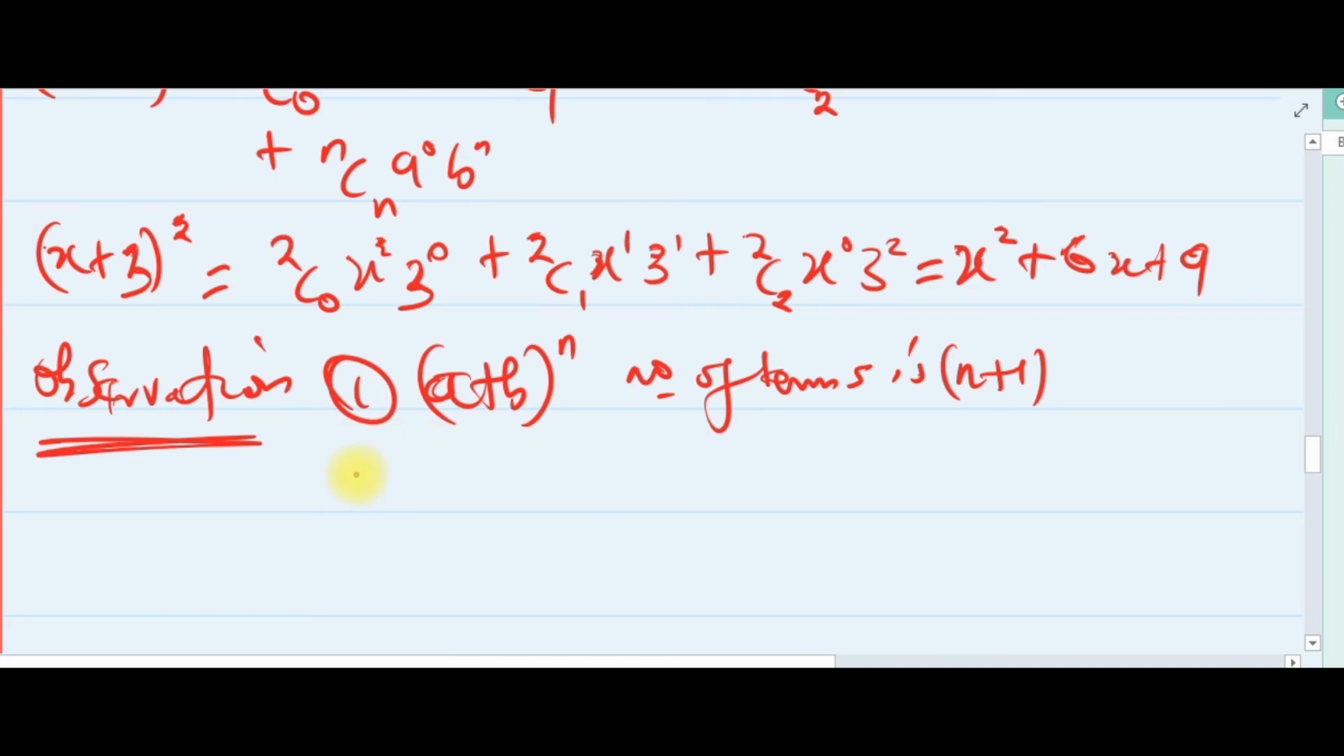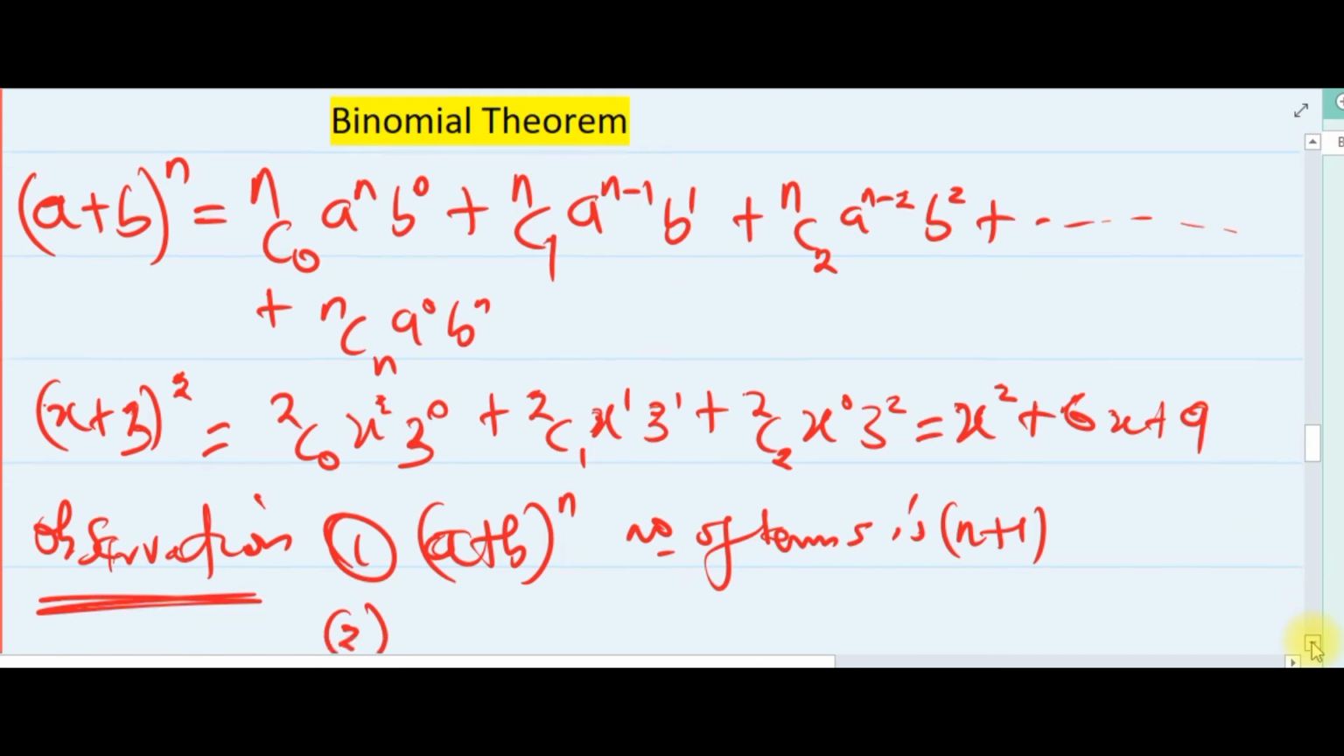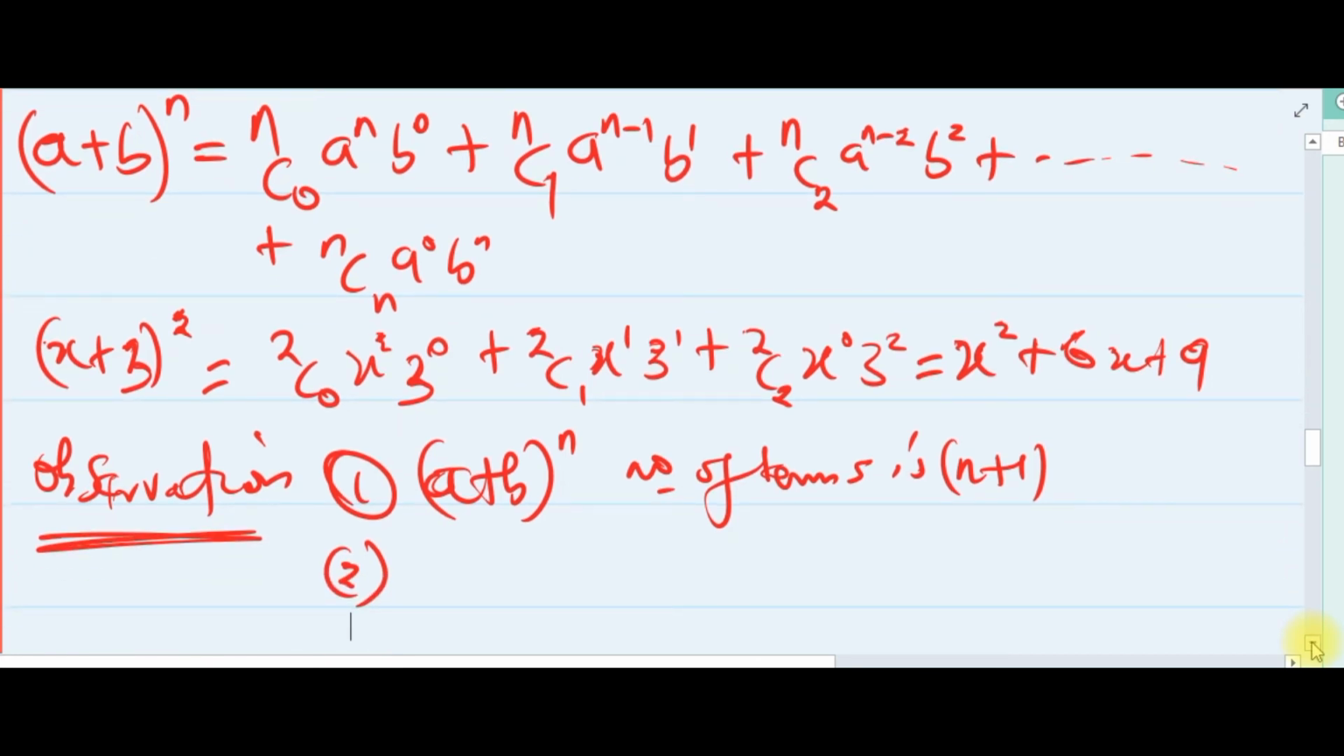Second, the binomial coefficient increases from 0. That's the combination 0, 1, 2 up to n. So that's another thing you observe. And the power of a decreases from n to 0, while the power of b increases from 0 to n. These are very, very important. And the final observation here, which is very important, is the particular term. We can get a general term from this.